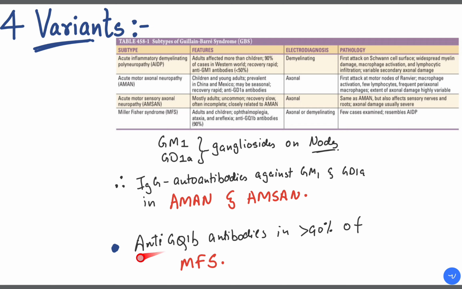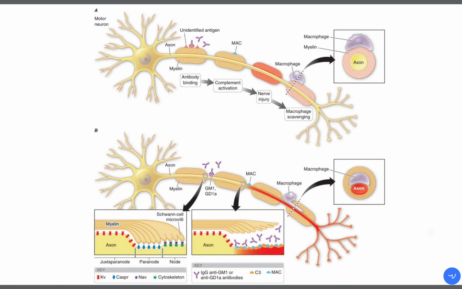Lastly, anti-GQ1B is present in more than 90% of the patients of Miller-Fisher syndrome. So here we'll understand the mechanism, the immunopathogenesis behind AIDP first. So we are going to understand about AIDP.